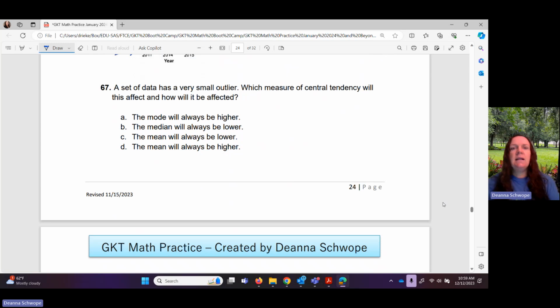Number 66, a set of data has a very small outlier. So remember, like I was saying before, like the 0, which measure of central tendency will this affect and how will it be affected? Well, we know it's going to be the mean. And because it's a small outlier, it will be lower.